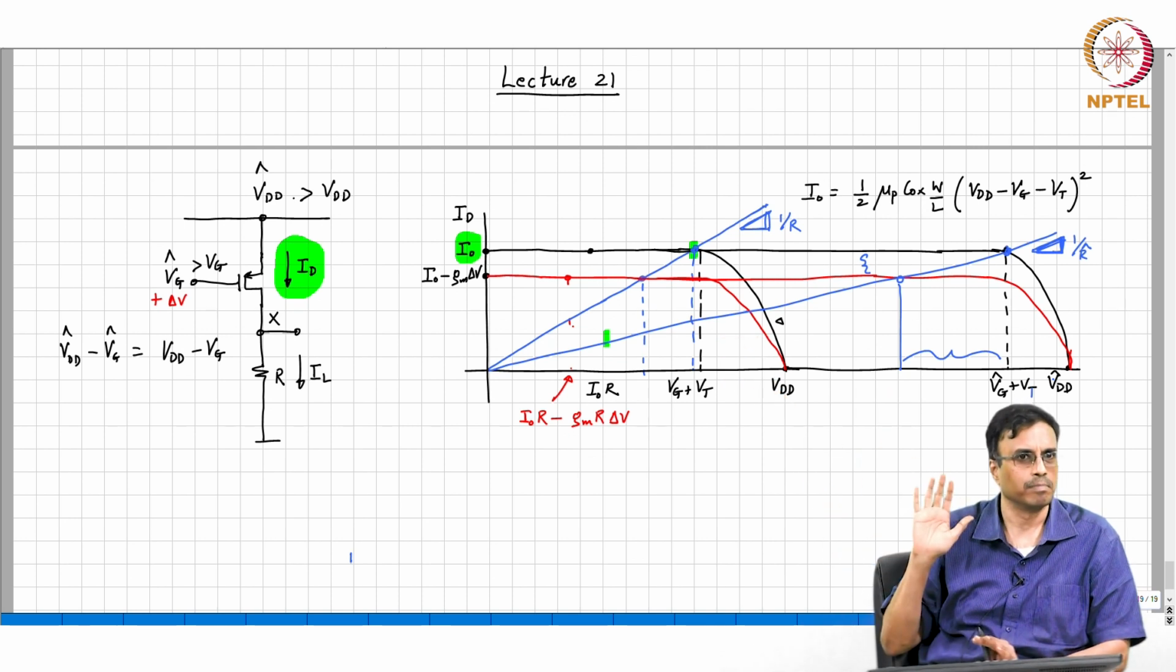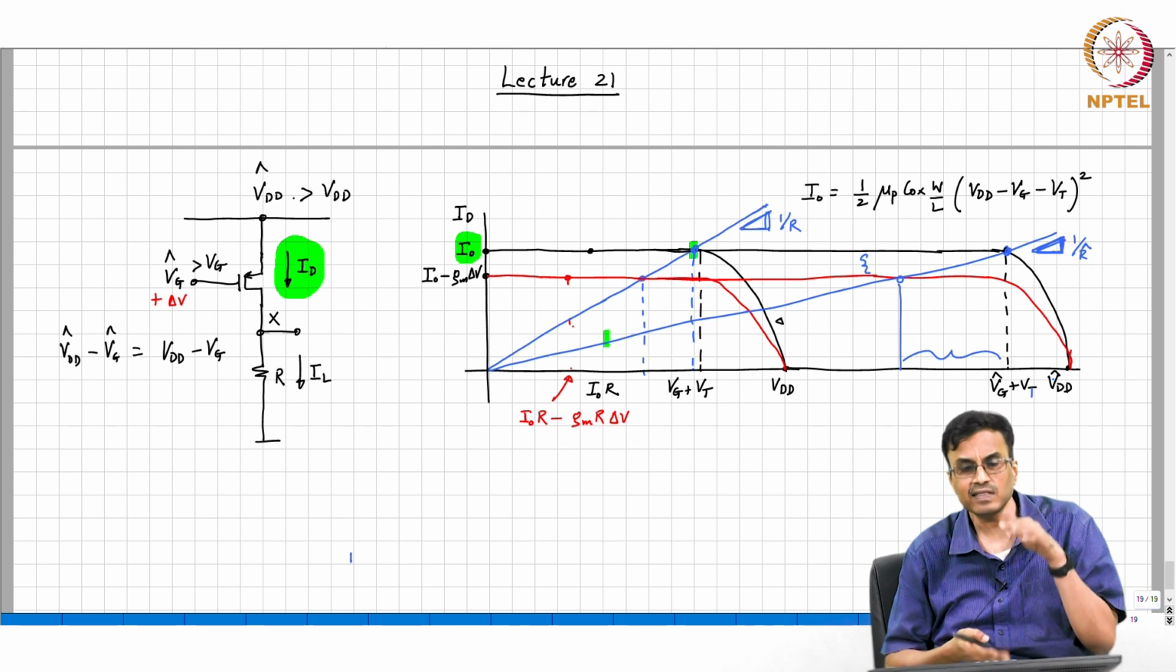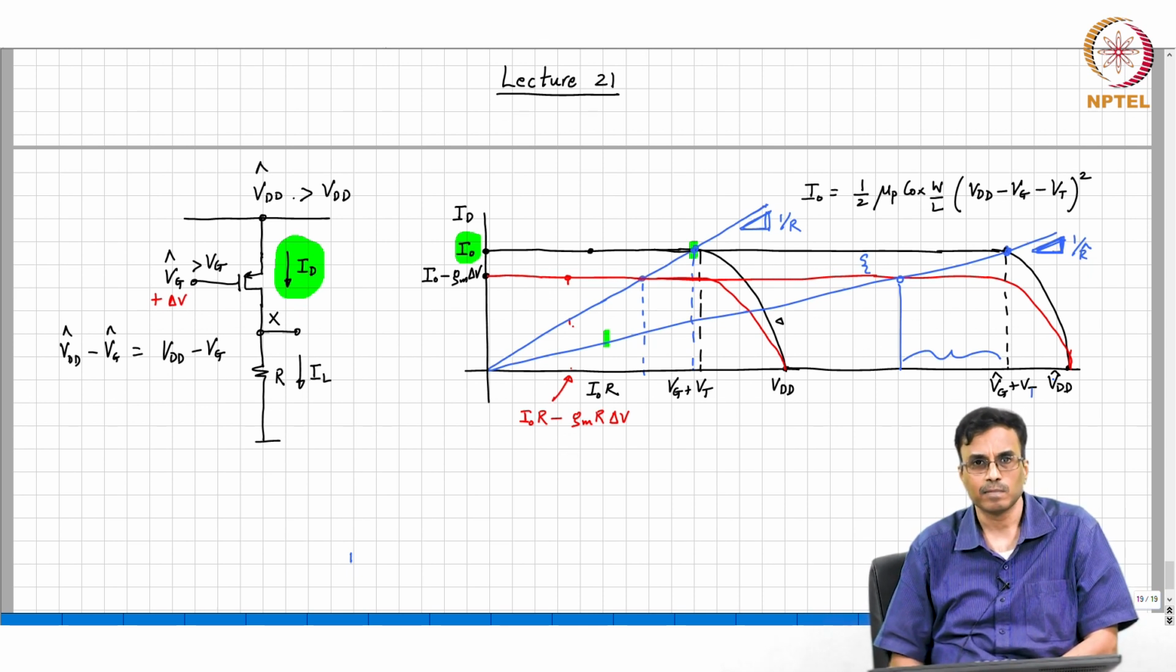So, you see the problem, alright. And this is not at all efficient from a power point of view, because the power you will be dissipating is VDD hat times IL.